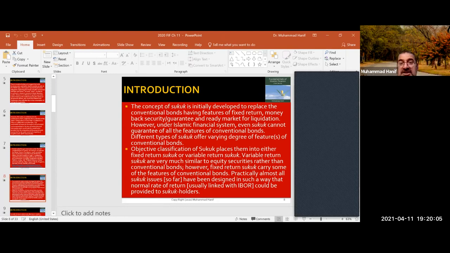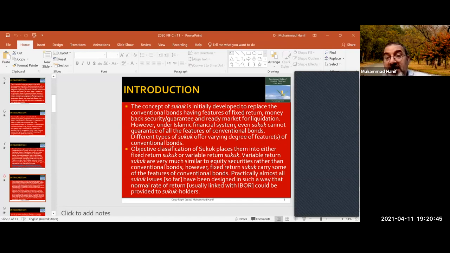The concept of Sukuk was initially developed to replace the conventional bonds having features of fixed return, money back, security guarantee, and ready market for liquidation. These are the three components in conventional bonds, basically, right? So Sukuk were issued to replace the conventional bond. However, under Islamic financial system, even Sukuk cannot guarantee all the features of a conventional bond. Why can we not guarantee? Because we are selling you the building. Now you are the owner of the building. So maybe some risks are there.